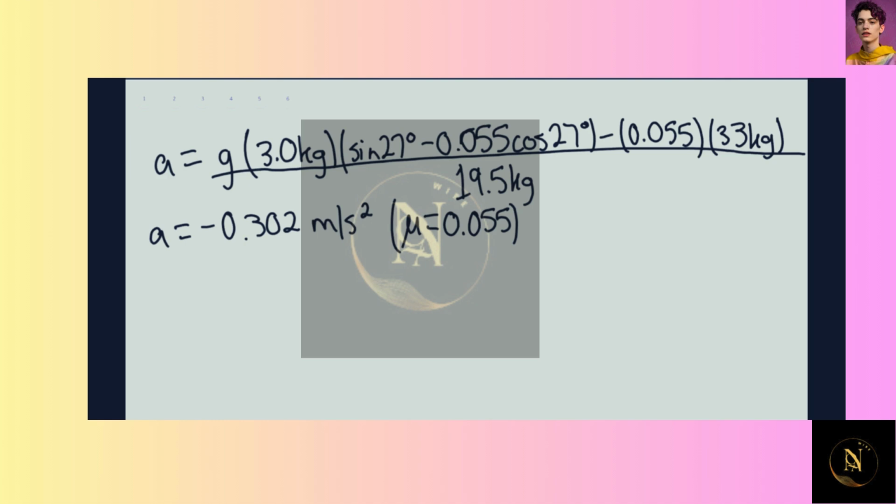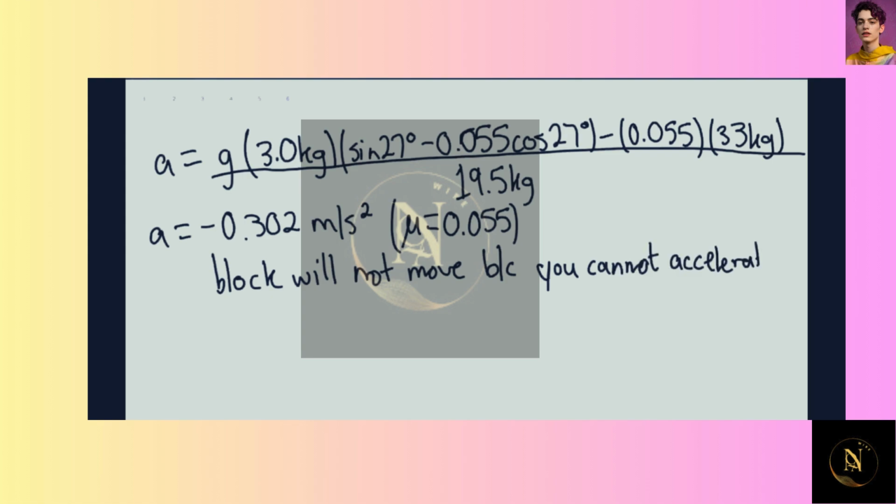However, the object cannot accelerate up the plane from rest. So here, the conclusion is that the object will not move with a coefficient of 0.055 because you cannot accelerate up from rest. So here we can say that the block will not move because you cannot accelerate up the incline from rest.